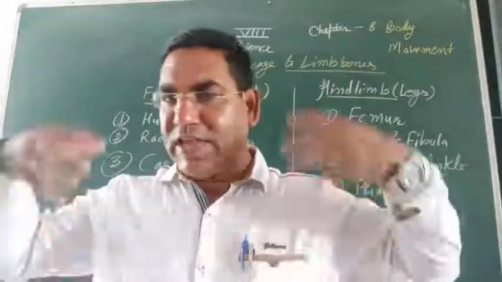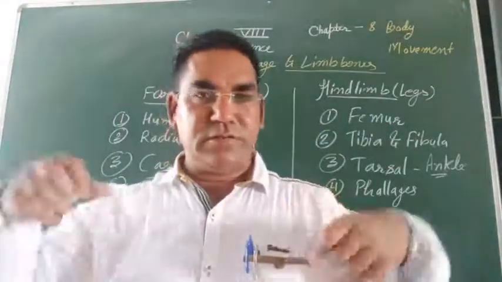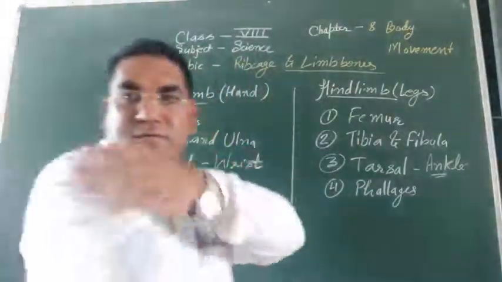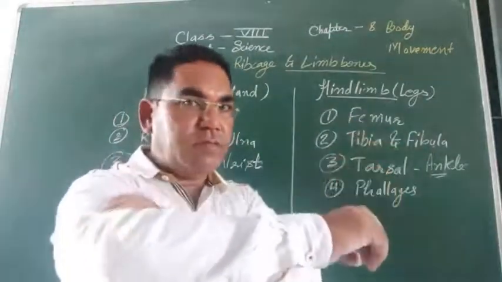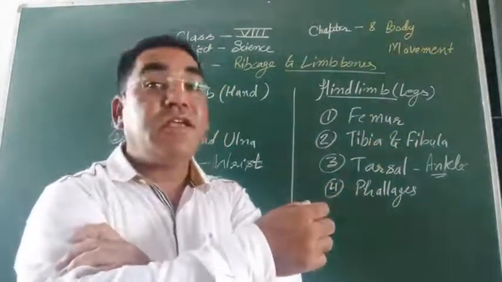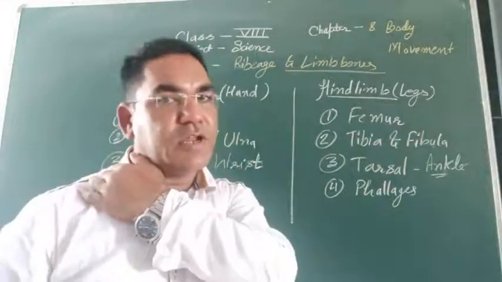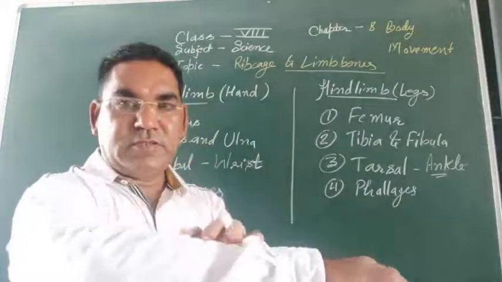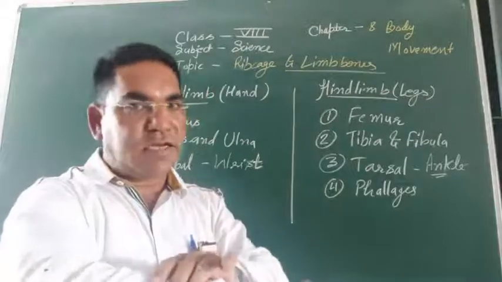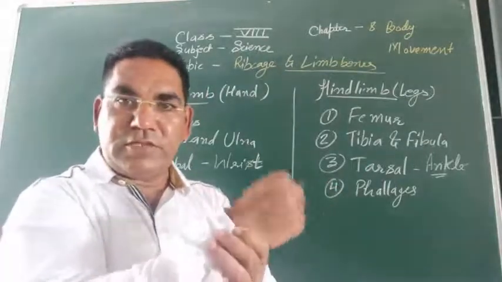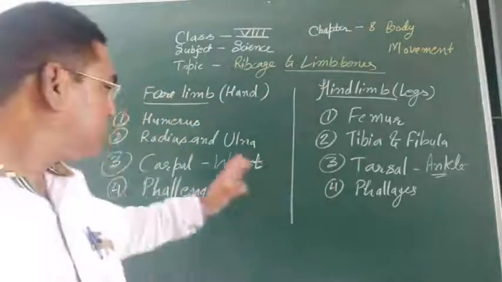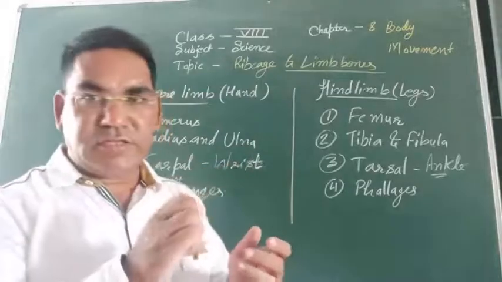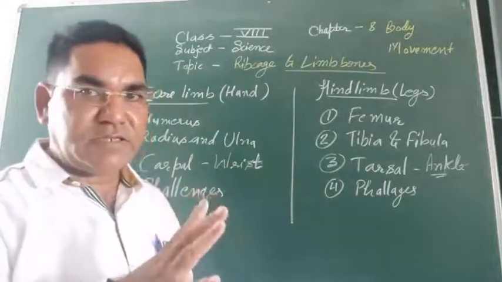Diagram of the bones in our body. In the diagram, concentrate on the bones of the forelimbs and hind limbs. Number one, this bone is known as the humerus. This is the collarbone, clavicle. Then there are two bones, radius and ulna. These are the wrist bones, carpals. Next, these are fingers, phalanges. Carpals, phalanges, finger bones.